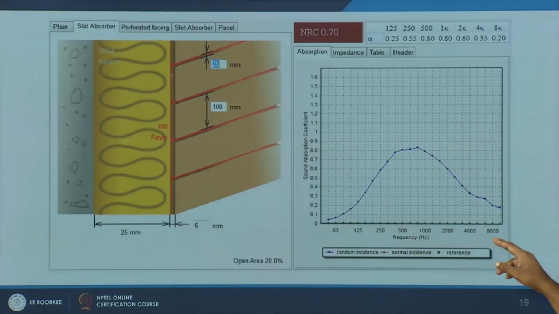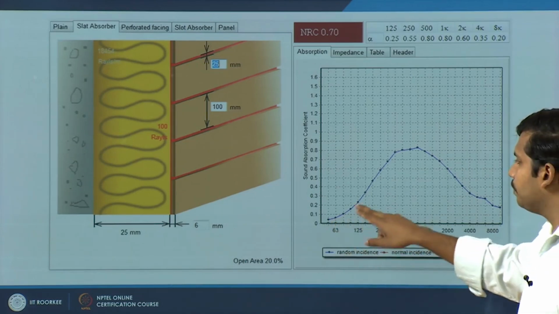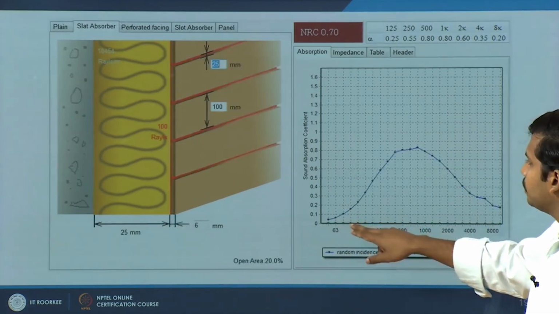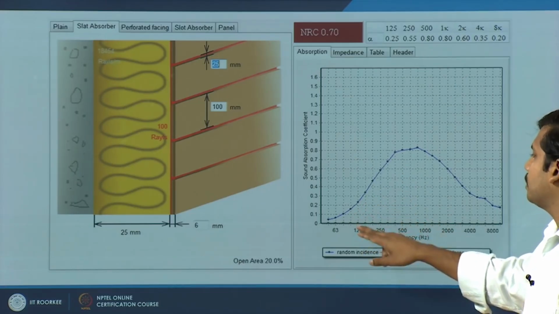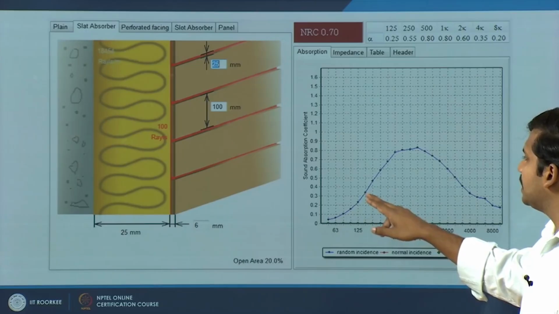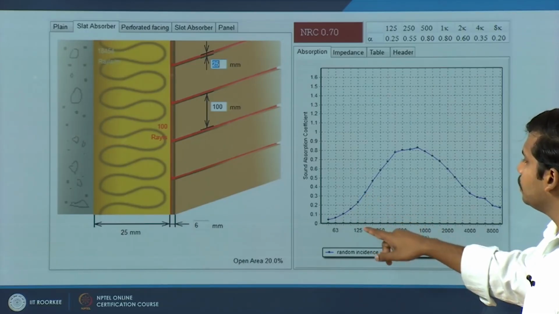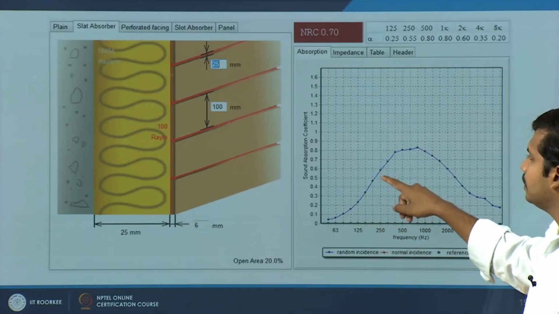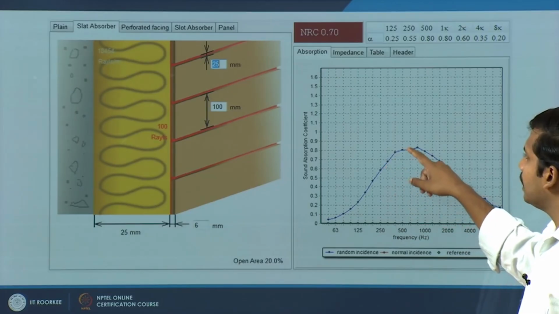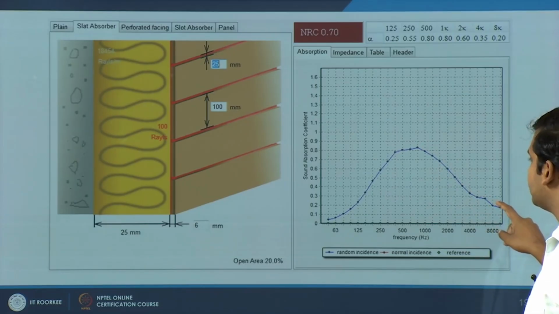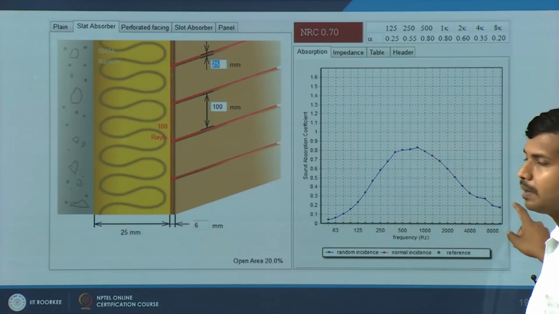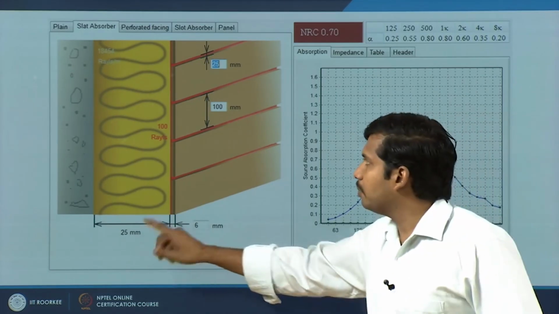Look at the absorption coefficient, low frequency like you saw in the previous one, you do not get much in the low frequency range. A proper or perceivable absorption coefficient you will get somewhere around 250 hertz where it is above 0.5, then you get a better absorption in the mid frequency, and in the high frequency range it is eventually dropping down. This is with a 25 mm backing.